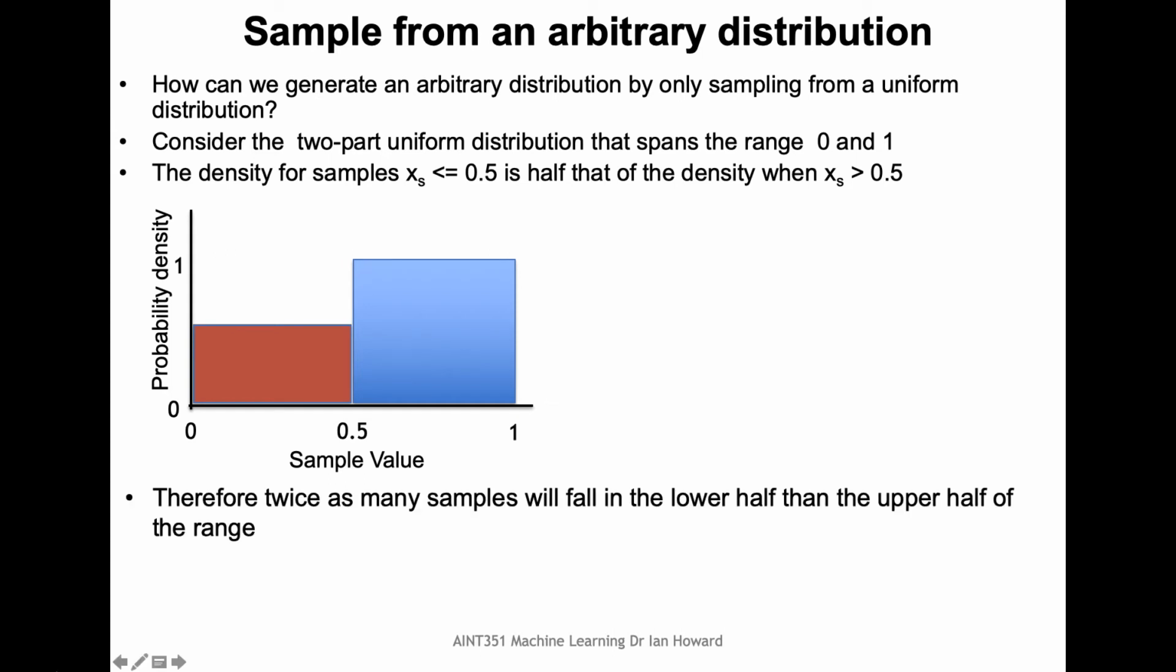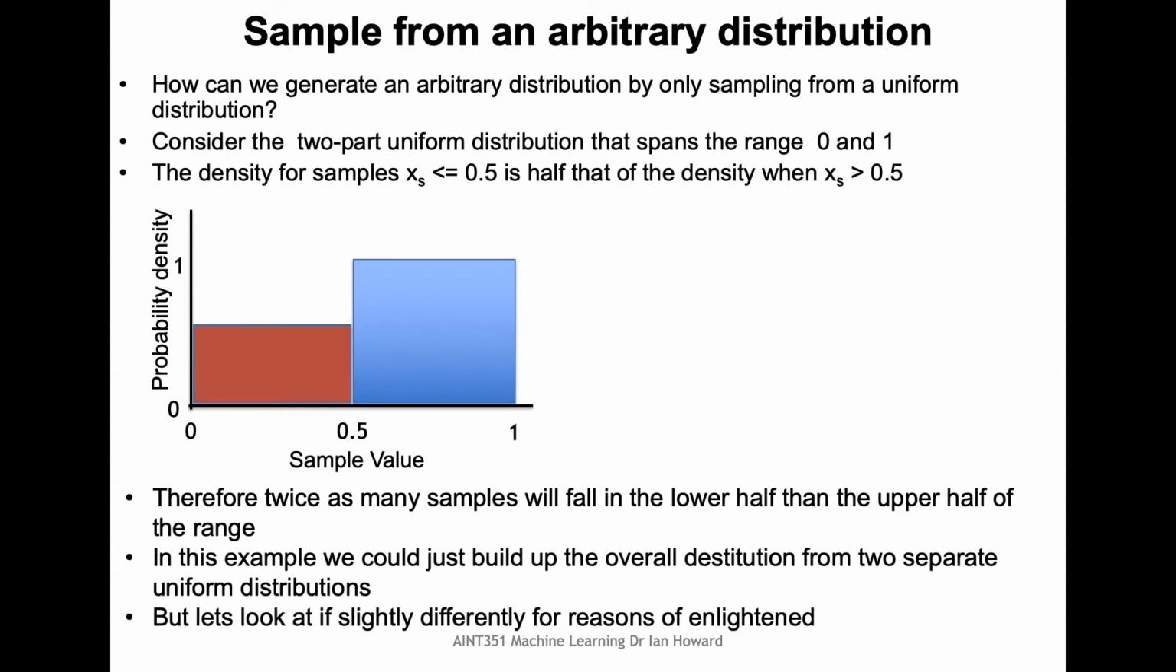Well, if we look at this distribution, we see the probability density for the first region from 0.0 to 0.5 is actually about half what it is in the second region. That means if I sample from this distribution, I'm going to get, on average, twice as many samples coming out of the blue part from 0.5 to 1 as I'm going to get coming out of the red part, because the probability density is twice as much, right? So we get twice as many samples from this as we get from that. So what does that mean?